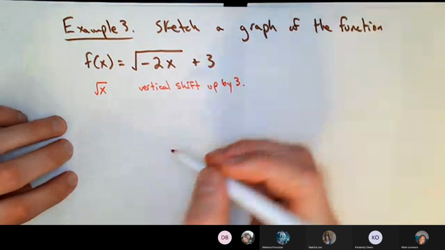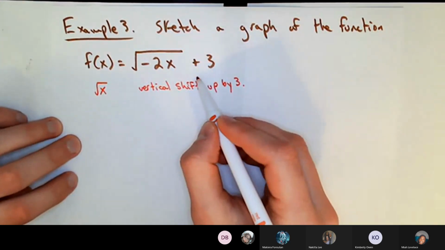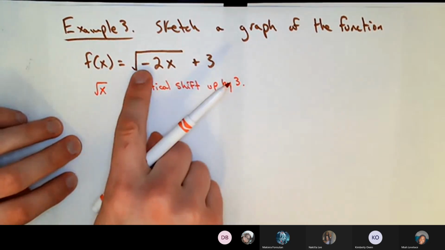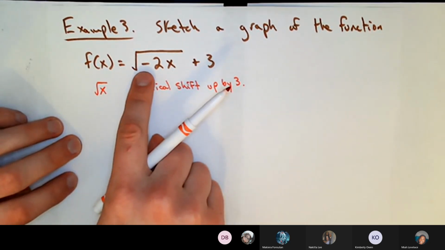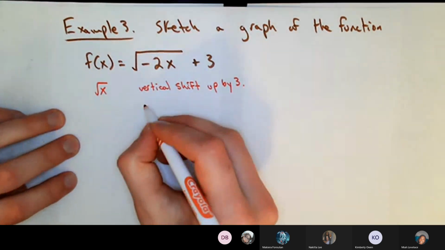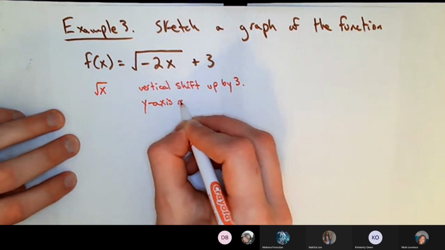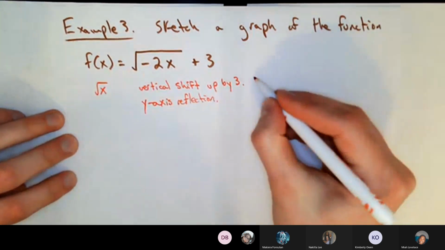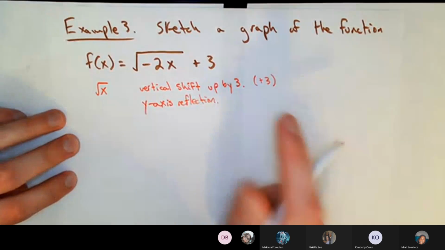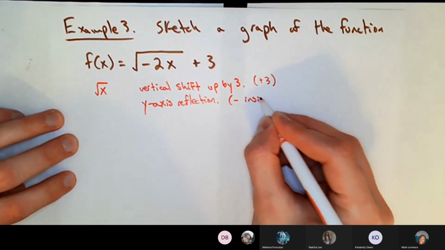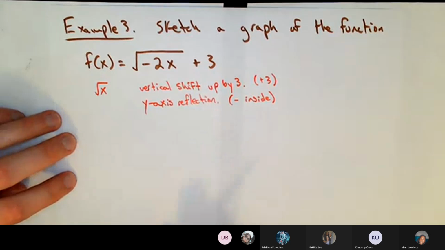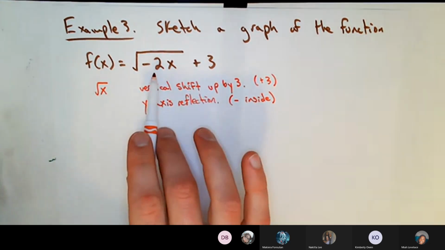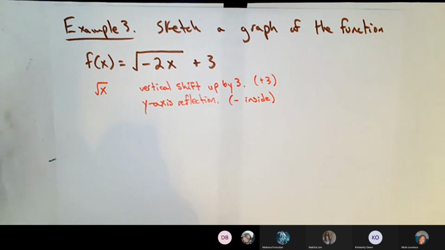So the vertical shift, by the way, is coming from right here. I feel like that's obvious because it's a 3 and 3, right? Now the negative in here is going to result in a y-axis reflection. So here I'll put this in parentheses: plus 3 for the vertical shift, and the minus inside results in a y-axis reflection. And then, Kimberly, what would the times 2 do inside the function?